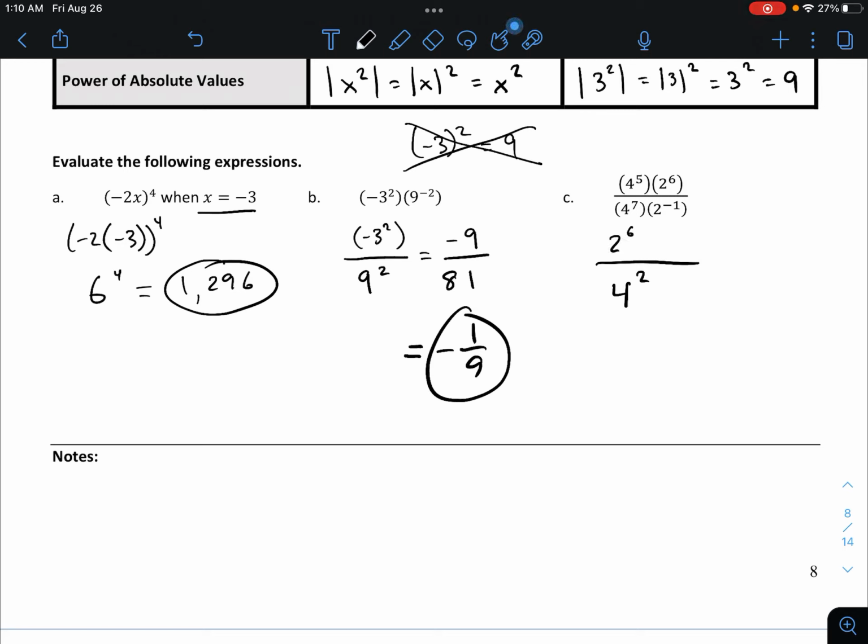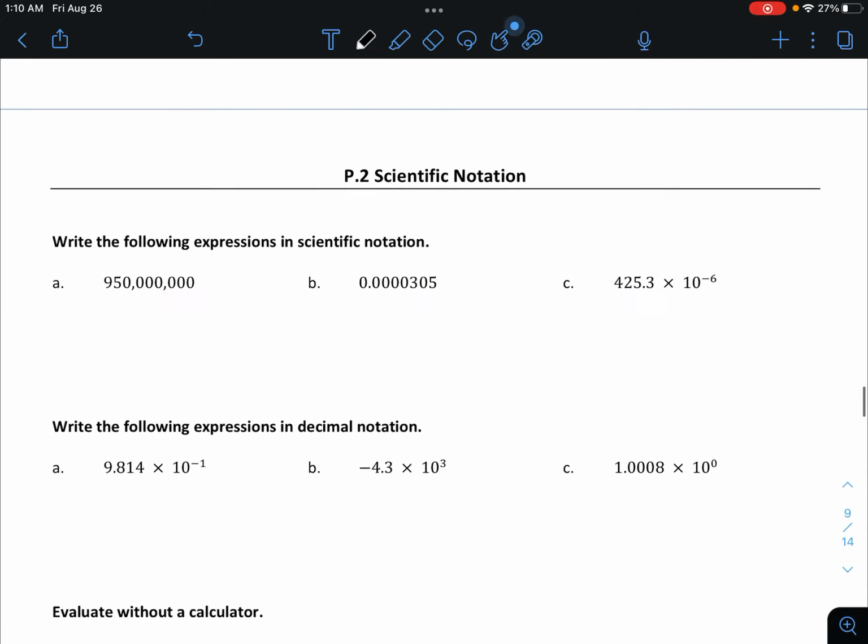So if that happens, that means that I have a 2 to the 6th already up there, and I've just moved up 2 to now become the positive first power. So this is really 2 to the 7th power over 4 squared. All right, so this is going to end up being 128, because 2 to the 7th power is 128. 4 squared is 16. All right, so now we just have to take 128 divided by 16, and we are going to get 8. And there we go. Those are some of our basic exponent rules.